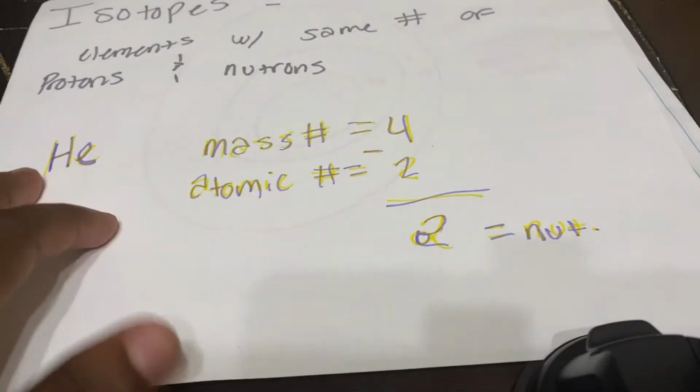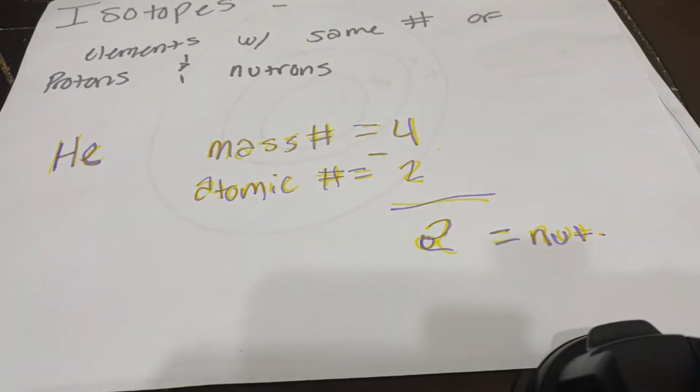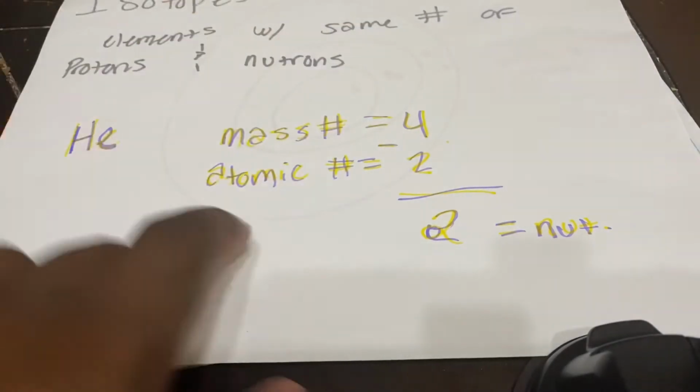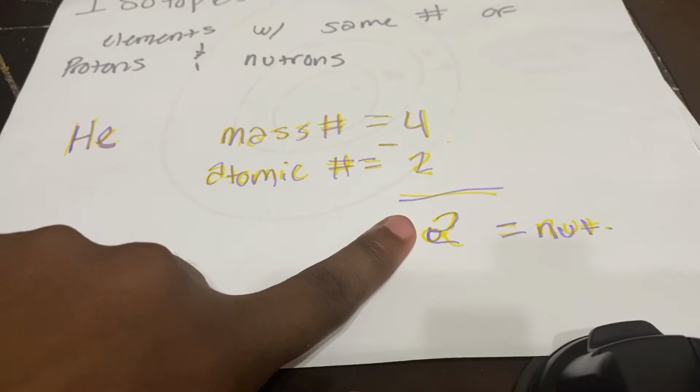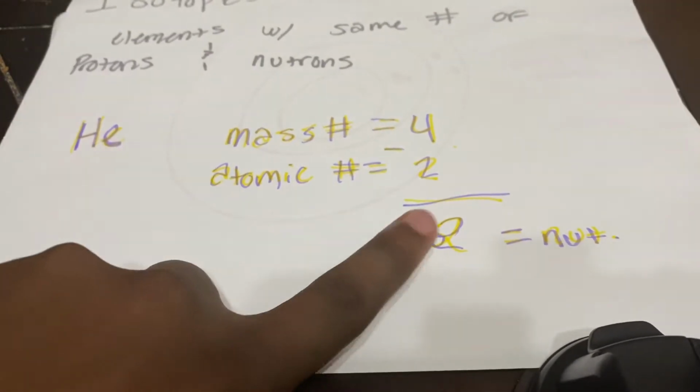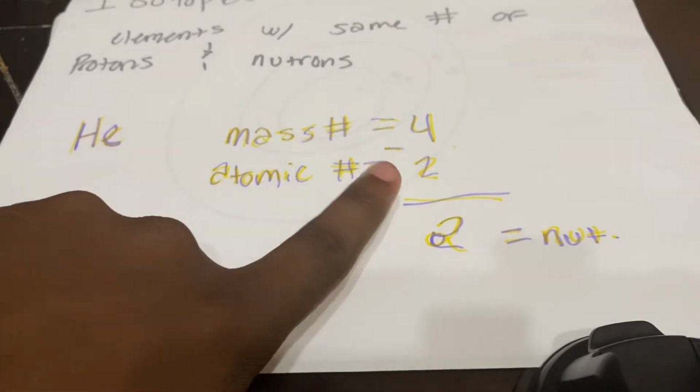So isotopes are elements with the same number of protons and neutrons. So for example, if your mass number is 4 and your atomic number is 2, which means you have 2 protons, which means you will also have 2 neutrons. So you have the same number of protons and neutrons.